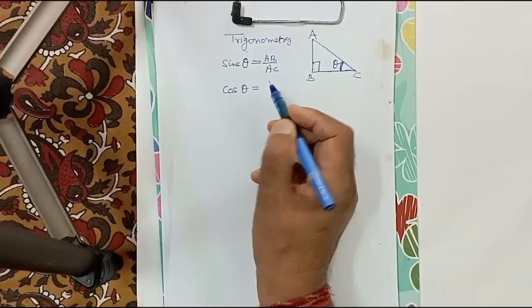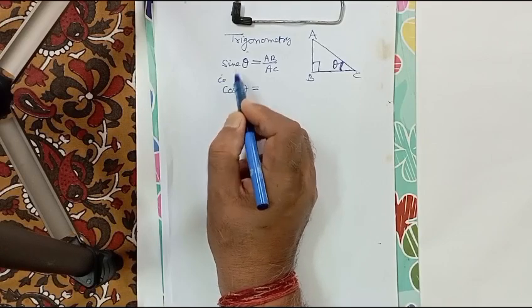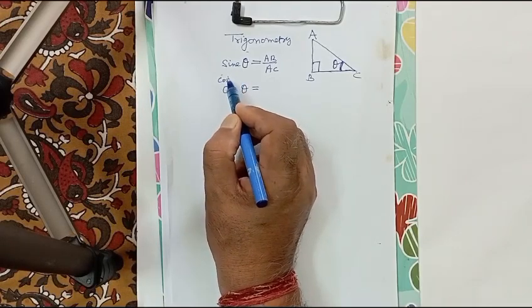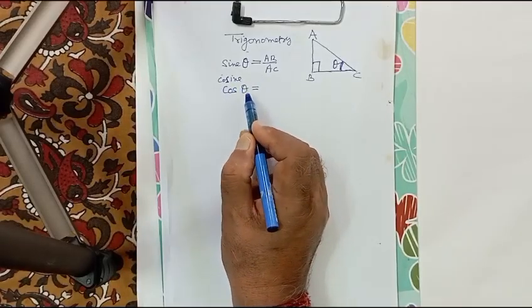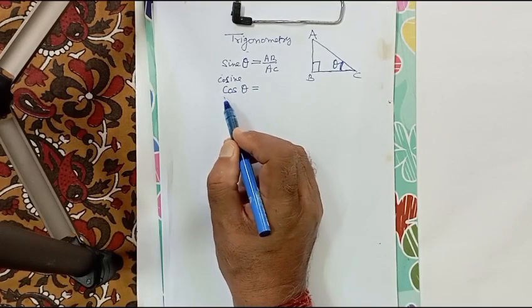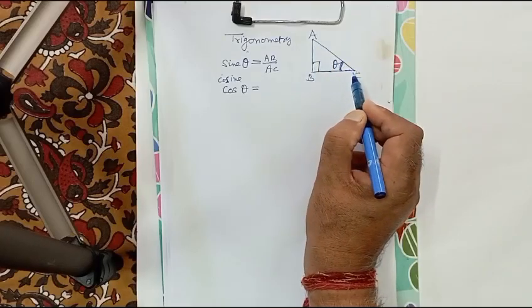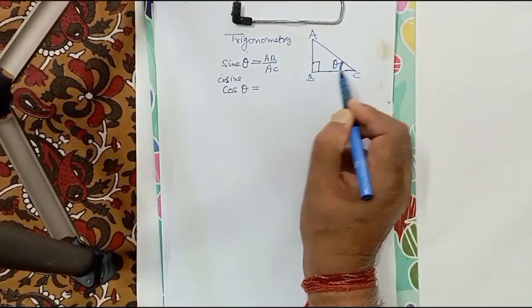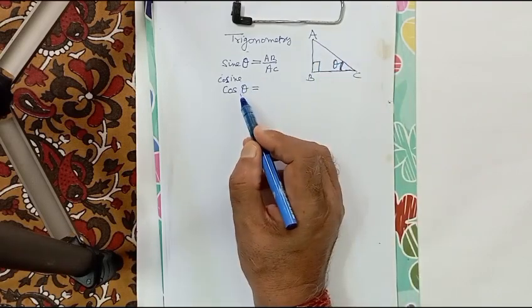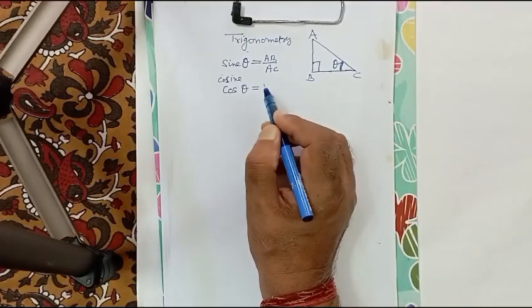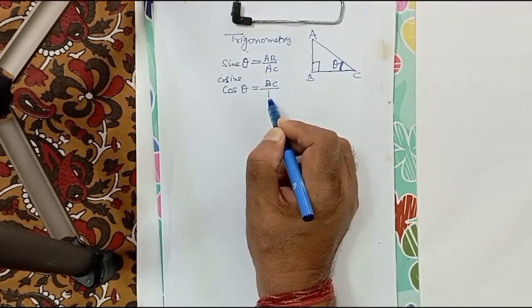Now I come to another trigonometrical ratio which is called cos theta. Cos is called cosine also. This is sine, this is called cosine, but in short form you will call it cos. So cos means the ratio of the base and the hypotenuse for the angle in a right angle triangle. So cos theta will be equal to base, BC upon AC.